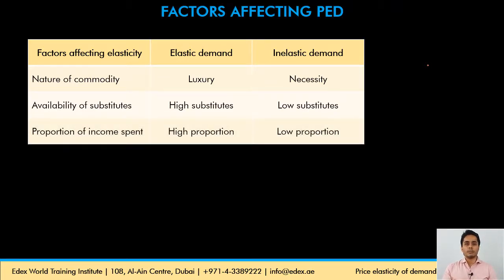Then it also depends on what proportion of income is being spent on a product. For example, if you take a needle, when you're buying a needle, what proportion of your income are you spending to buy that needle? Very minute. So even if the price of the needle doubles, you're not going to take effort to look for substitutes of that product. You will just pay for the product, save time, because it doesn't matter to that extent.